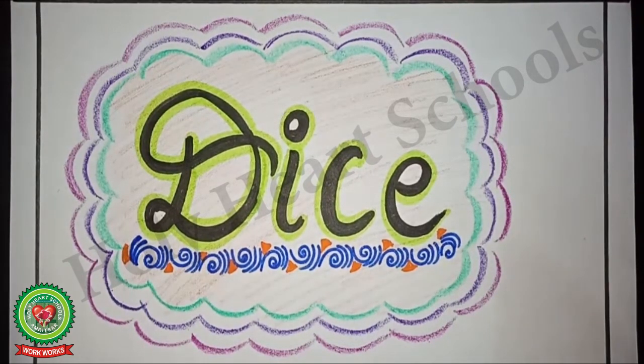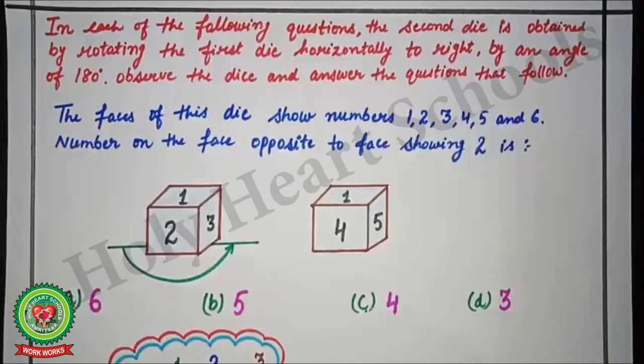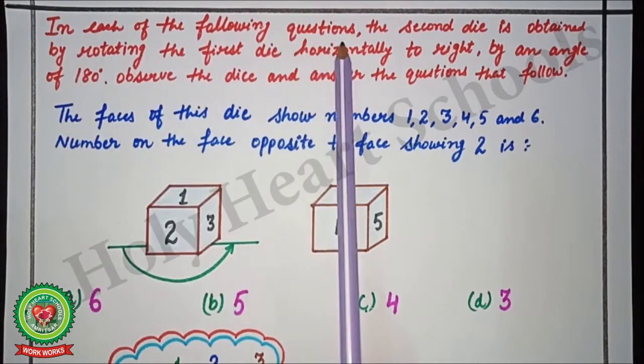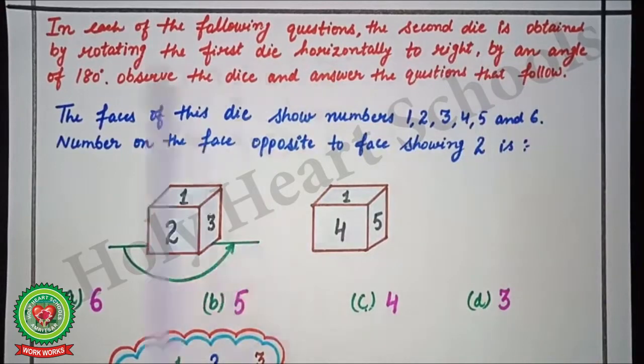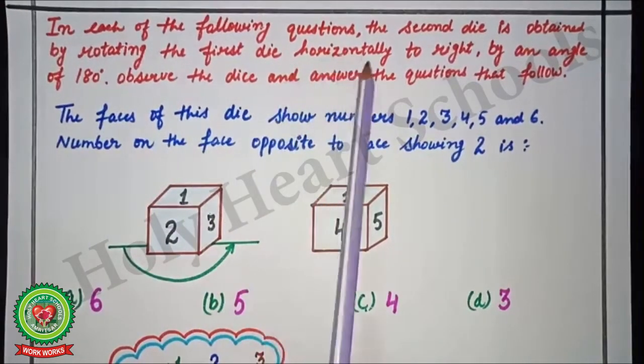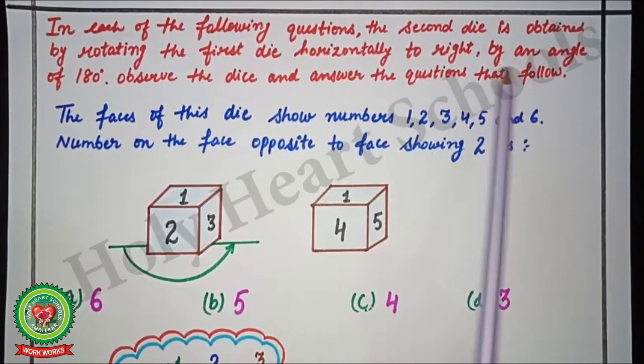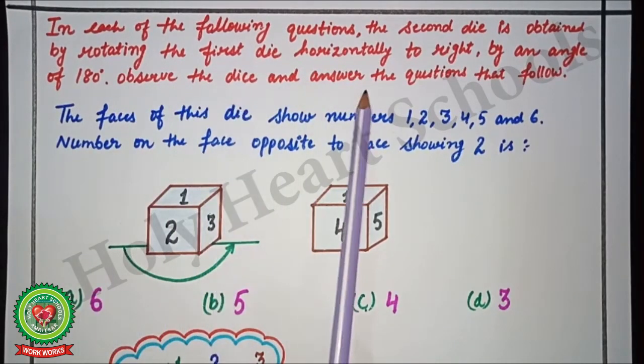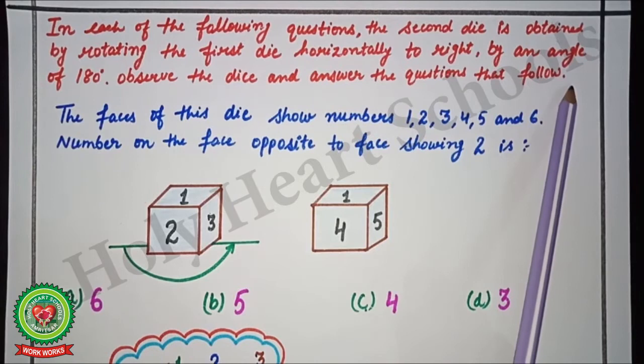So we will start with the first question. Here we are having our first example. Firstly we will read the statement. In each of the following questions, the second die is obtained by rotating the first die horizontally to the right by an angle of 180 degree. Observe the dice and answer the questions that follow, right?